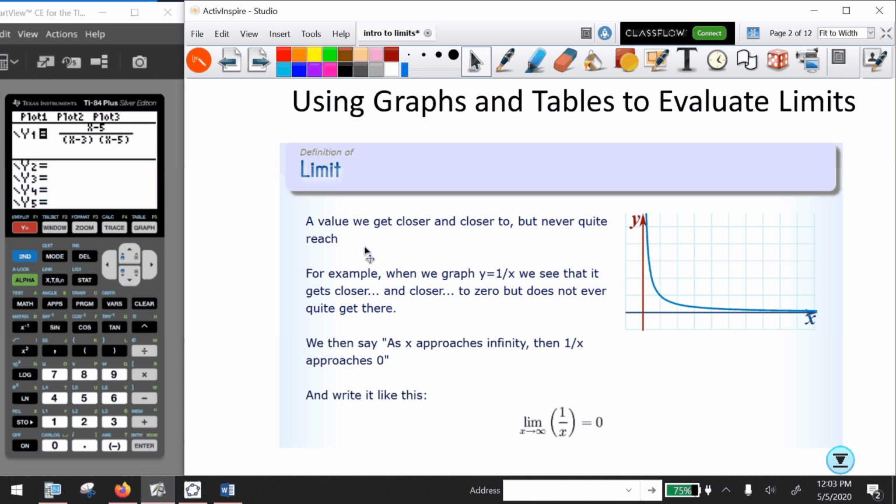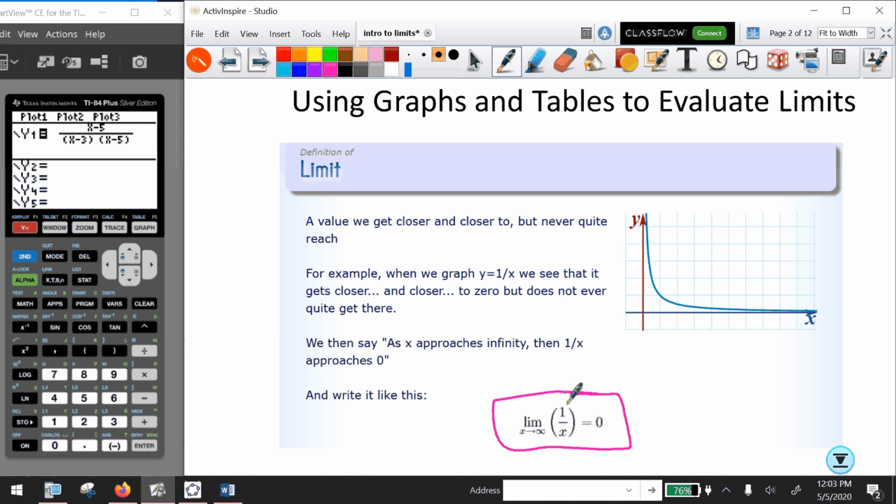For example, when we graph the function y equals 1 over x, we see that it gets closer and closer to 0, but does not ever quite get there. We then say as x approaches infinity, then 1 over x approaches 0. And we write it like this. The limit as x approaches infinity of the function 1 over x is equal to 0.